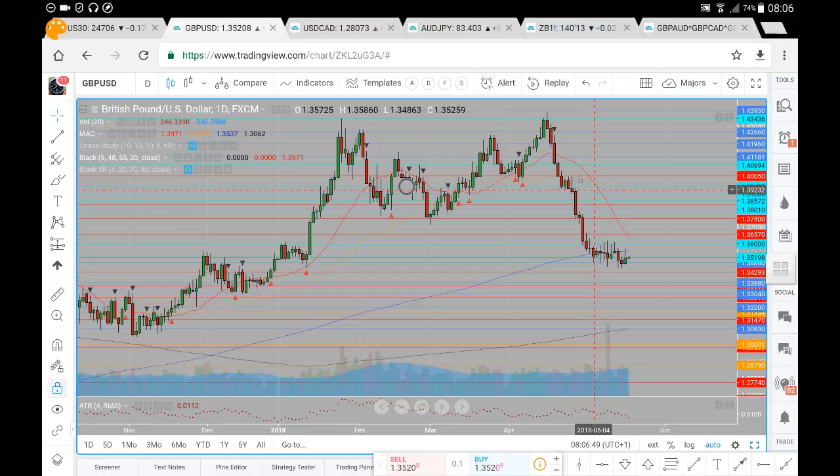So to an extent, after having this sharp sell-off, we might see the counter trend move before seeing the downside momentum continuation.